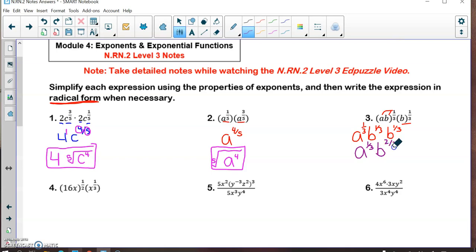Now, my a and my b both have fractional exponents, so we're going to write our answer in radical form. And if we notice, the denominator of both the fractions on a and b are the same. So that means the index is the same. So we're going to write this underneath one radical. This is going to be the cubed root of a. And you can write a to the 1st power if you wish, or just leave it as an a. And then b squared. And that's your answer.